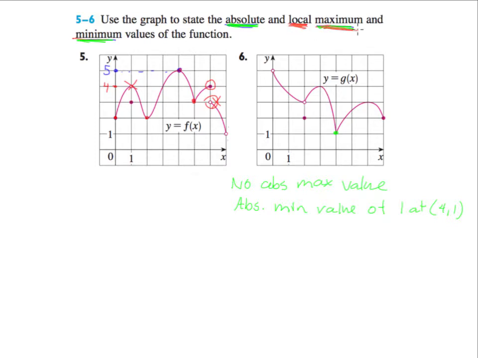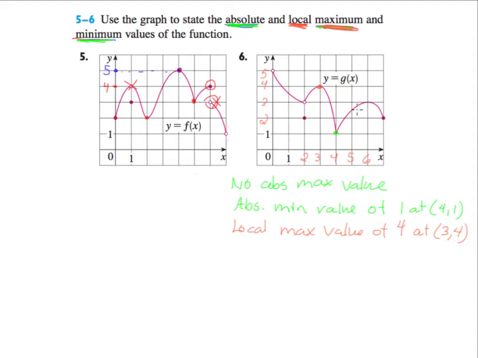Our first local maximum value would be at this point here. So we'd say we have a local maximum value of 4 at the point (3, 4). I'm going to go ahead and label all these points so I can easily find our ordered pairs.